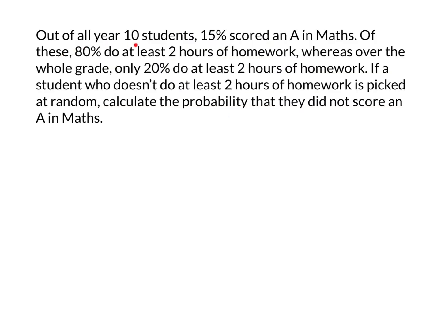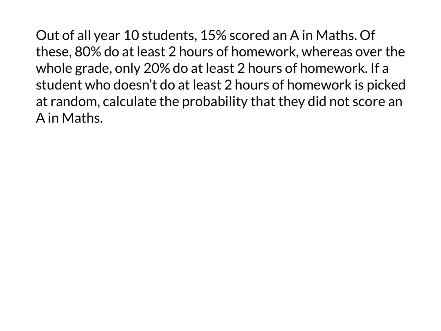So out of all Year 10 students, 15% scored an A in maths. Of these, 80% do at least 2 hours of homework, whereas over the whole grade, only 20% do 2 hours of homework. If a student who doesn't do at least 2 hours of homework is picked at random, calculate the probability they did not score an A in maths. So this is a pretty difficult question with lots of words, but notice that there are 2 sets here. We're talking about the set of students who scored an A and those who do 2 hours of homework.